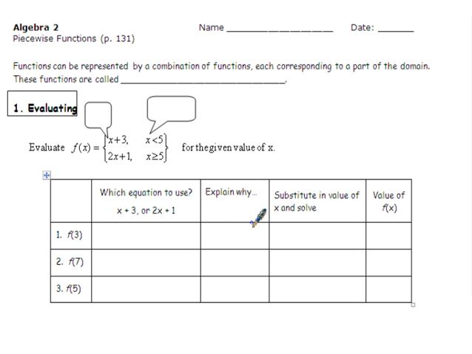Functions can be represented by a combination of functions, each corresponding to a part of the domain. These functions are called piecewise. So again, this is a combination of functions, two or more. In this case, function f(x) is a combination of two different functions. It's a function equal to x plus 3 on a certain part of the domain and 2x plus 1 on the other part of the domain.